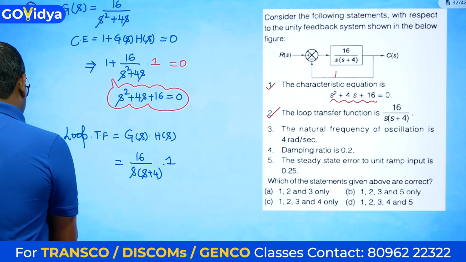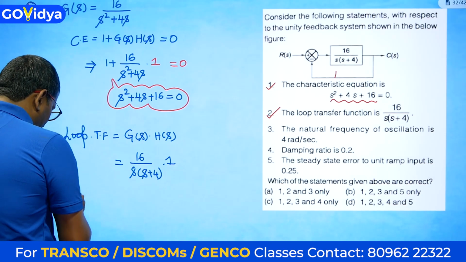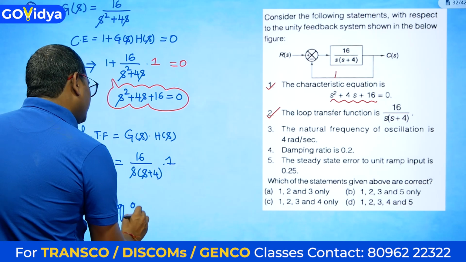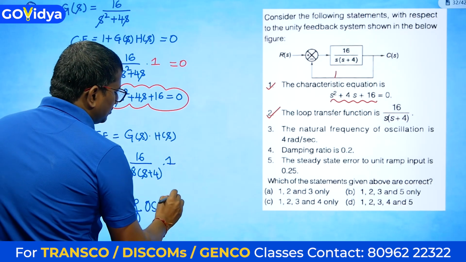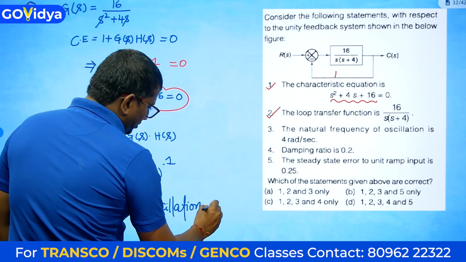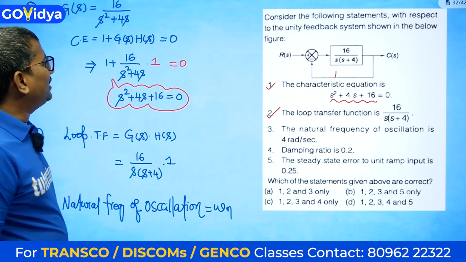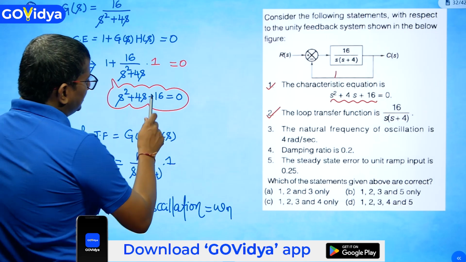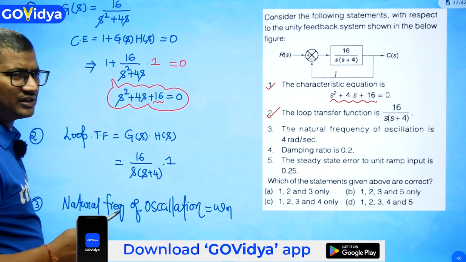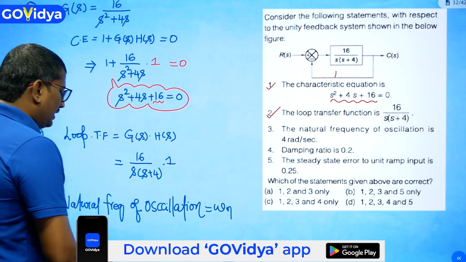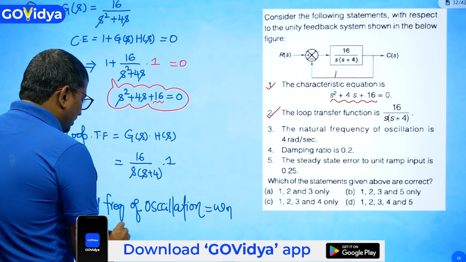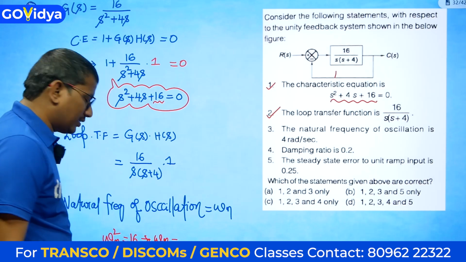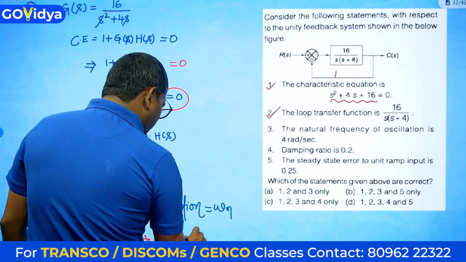Now the third one, the natural frequency of oscillation. So what is the natural frequency of oscillation? Natural frequency of oscillation is equal to what? Omega n. We know that from the characteristic equation we can find out omega n. How to calculate omega n? This is nothing but omega n square. Correct na? From the characteristic equation also we can find the second order system. So therefore can I say omega n square is equal to 16. From that, what is omega n? Obviously 4 radians per second.